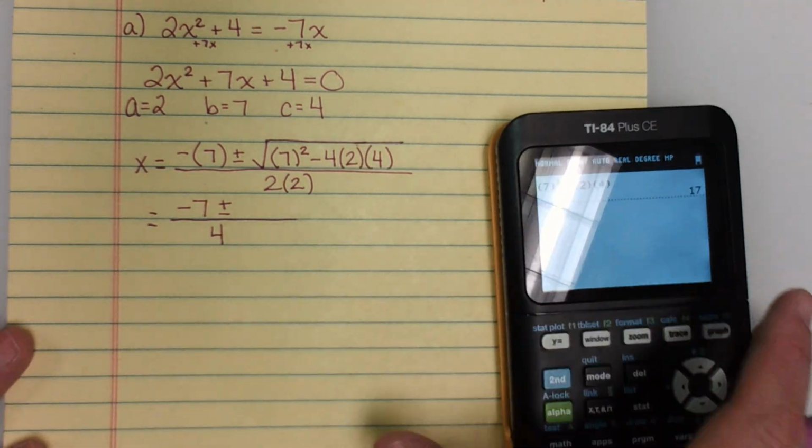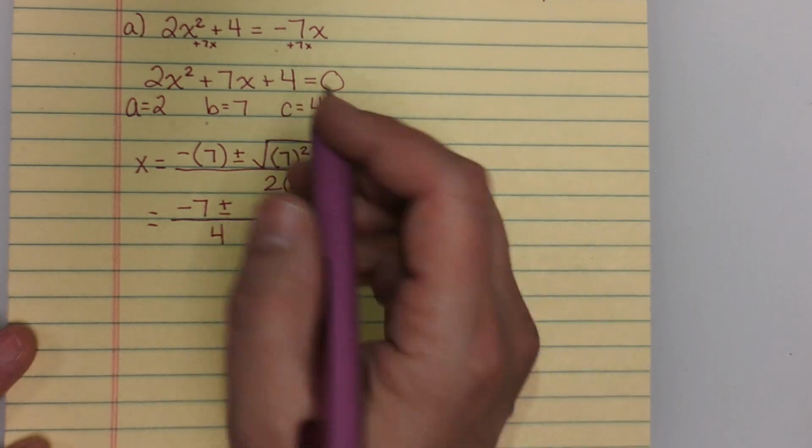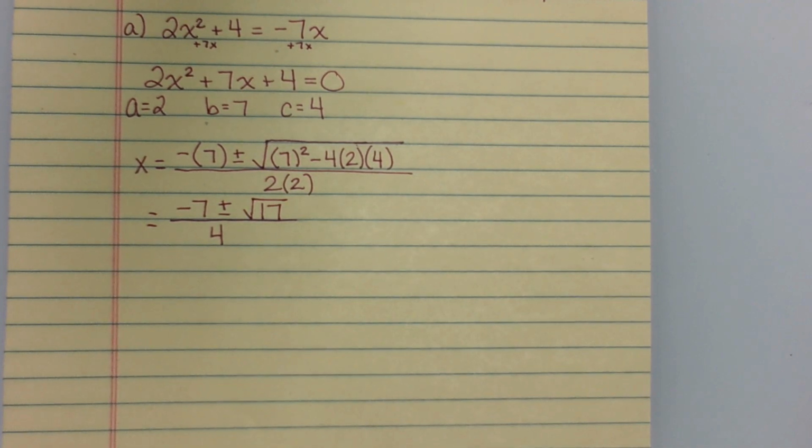Did I take the square root? If I did not take the square root, does the square root symbol go away? No. So simplify in pieces first.